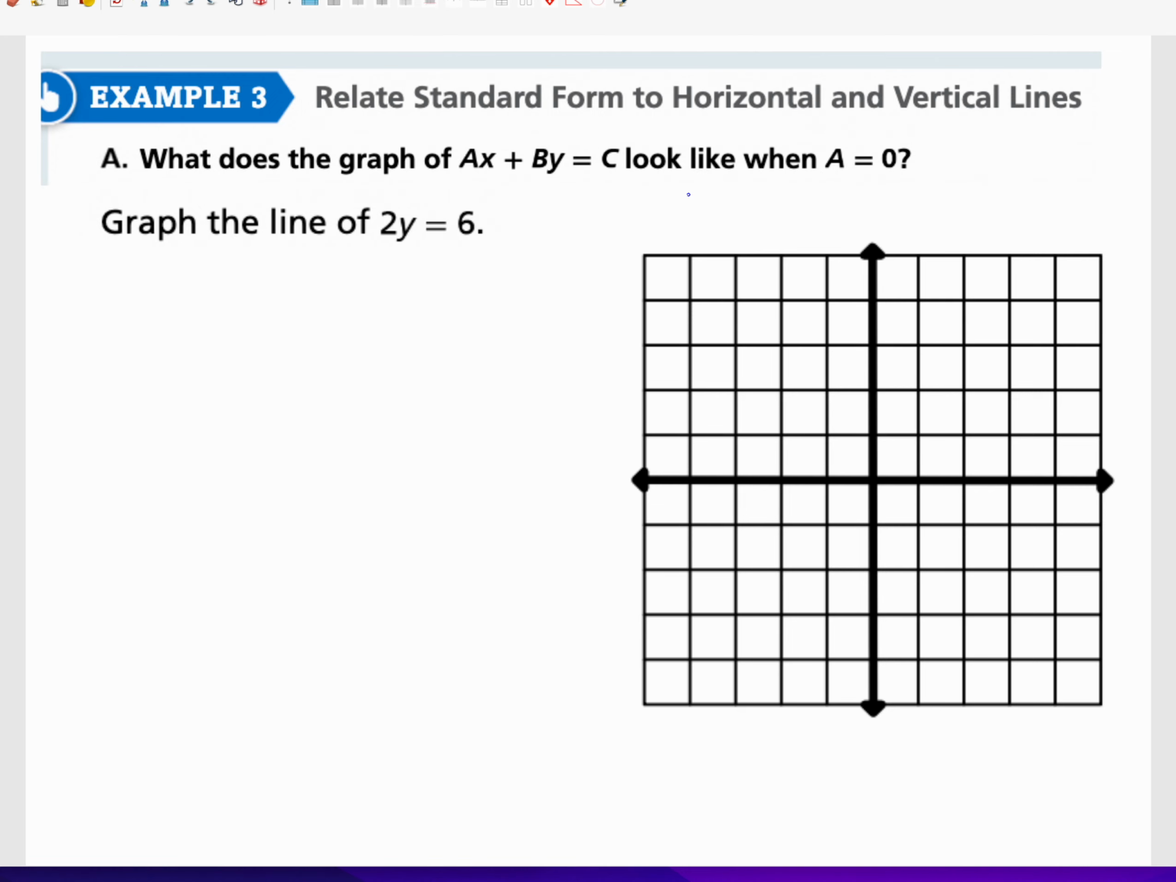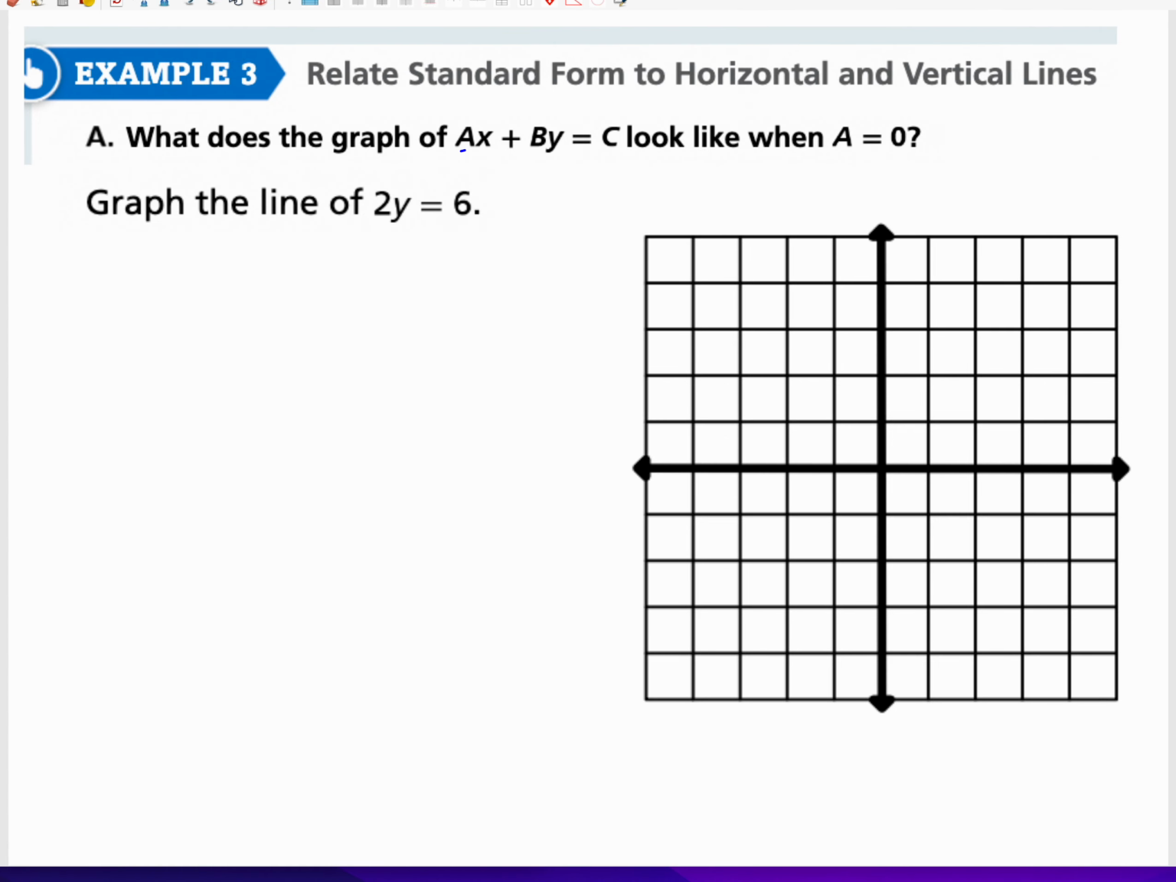So what does a graph of ax plus by equals c look like when a equals 0? If this coefficient is 0, what's that going to do to my x value? It's going to be nothing. X can equal anything. If a is 0, does it matter what x is? No. When you multiply it, x is always going to be 0.